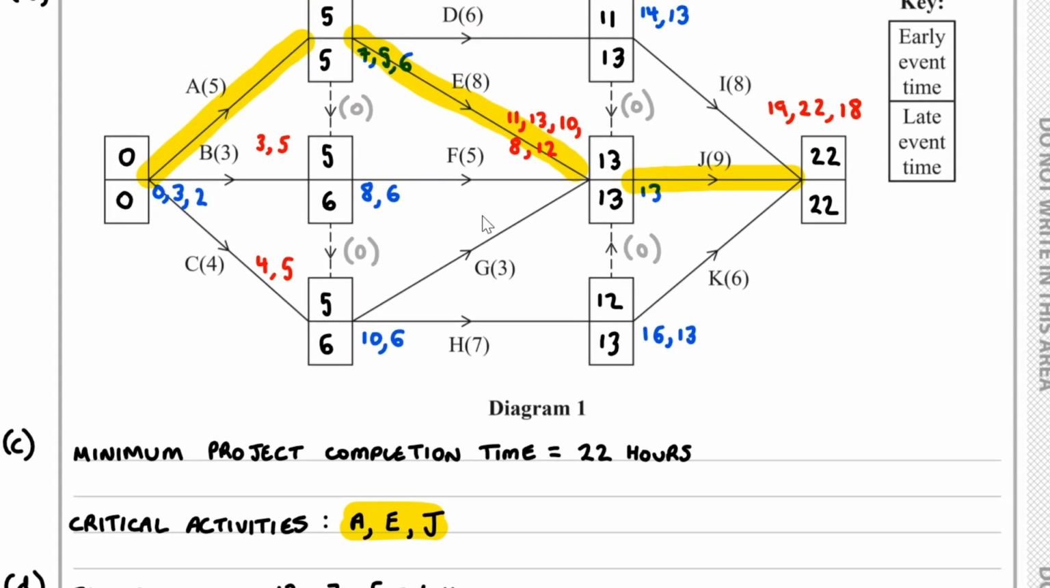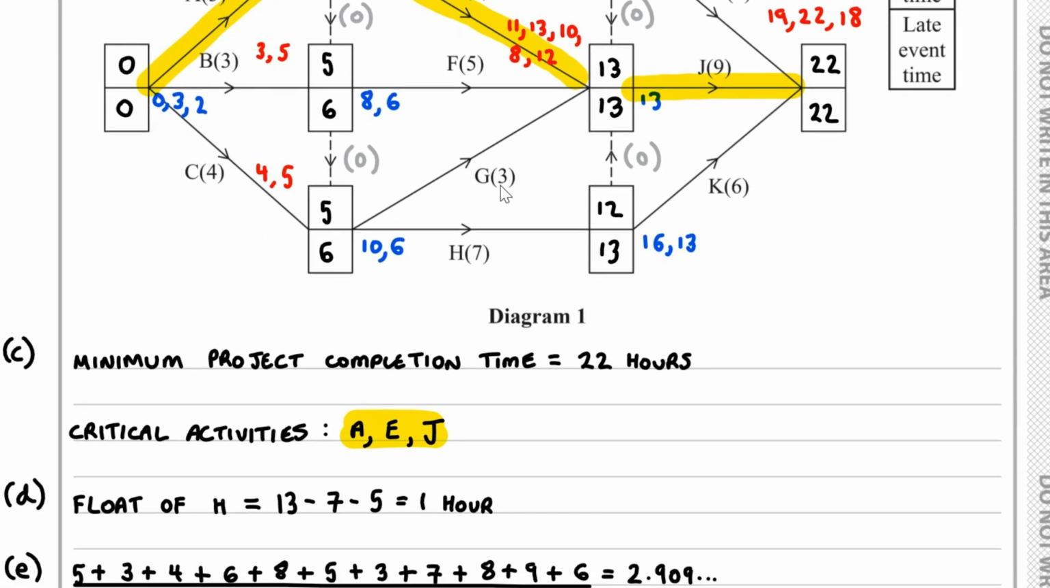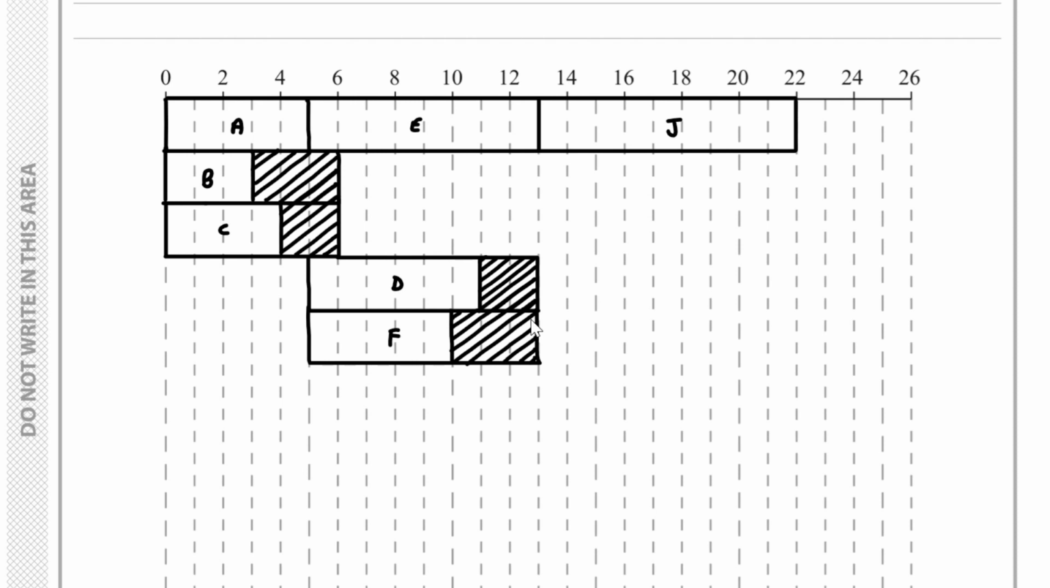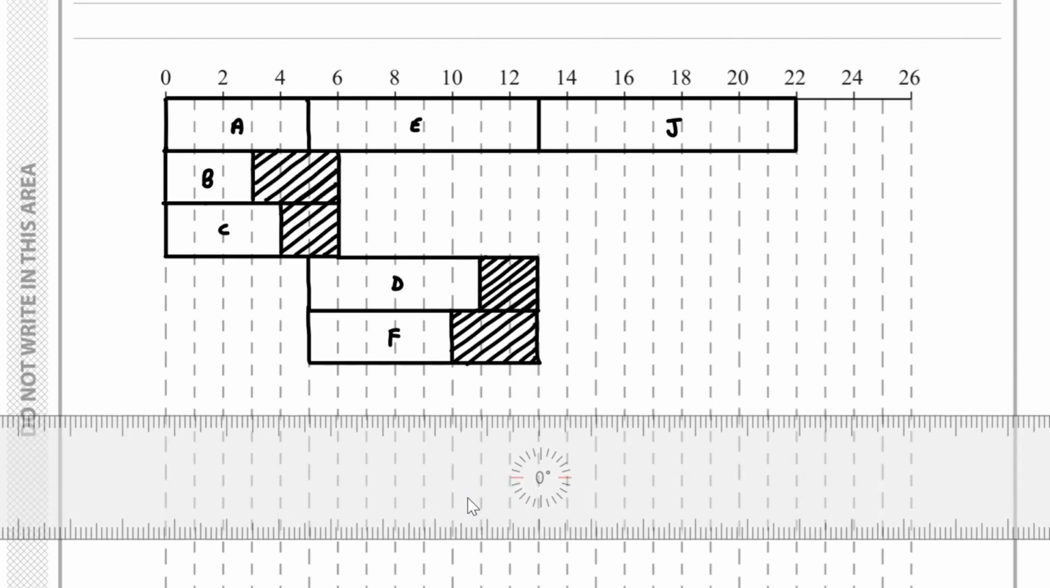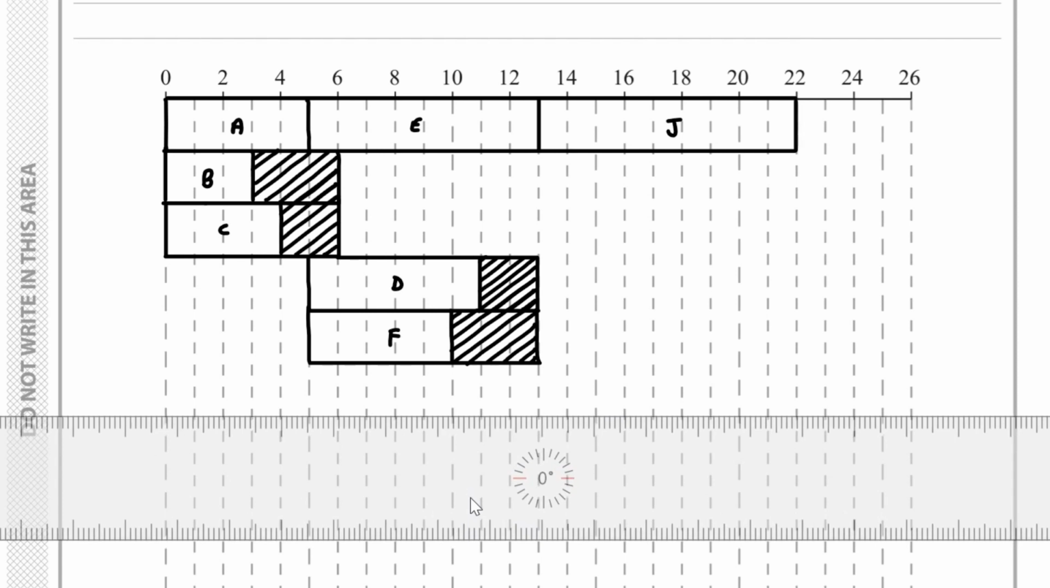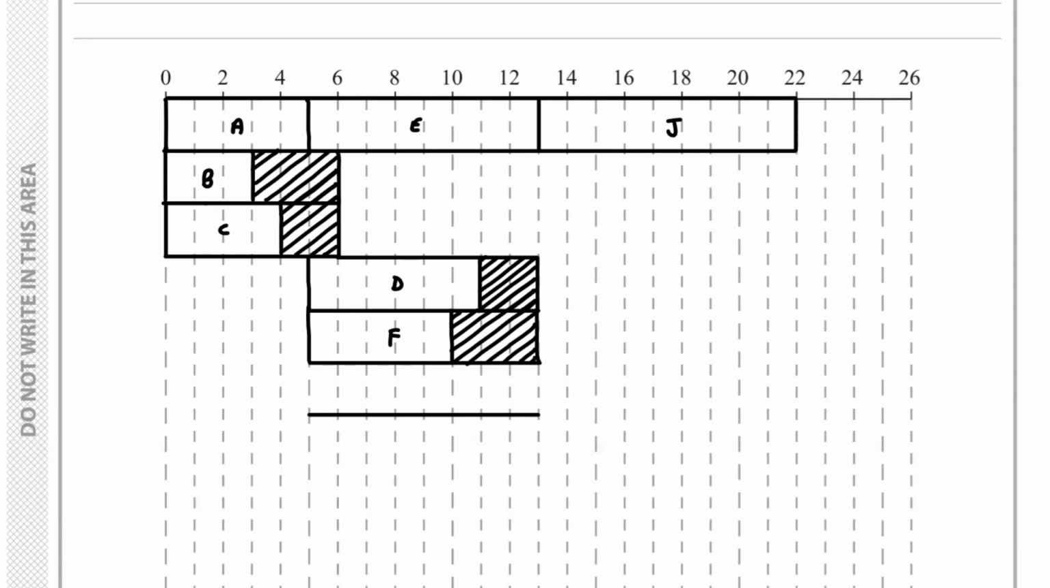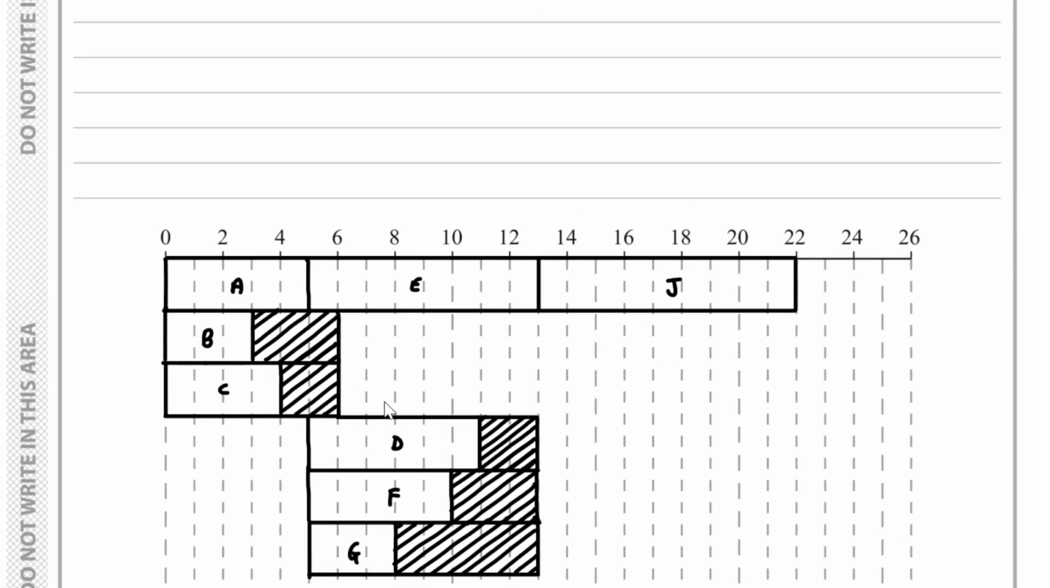So if we add on the next one, we've got G. Starts at 5, finishes at 13, and length is 3. So if we add this in, you can see here got the same length here. So let's add this in. Duration is 3, so this will take us up to 8 as shown here. So here we've got G, and let's add in the float.